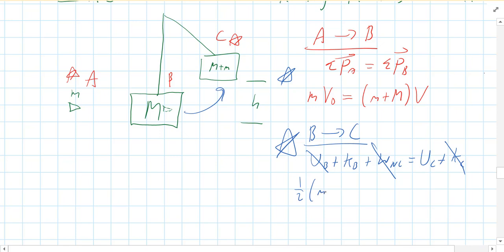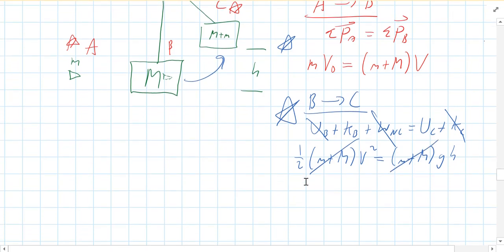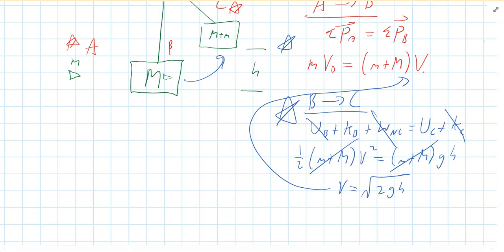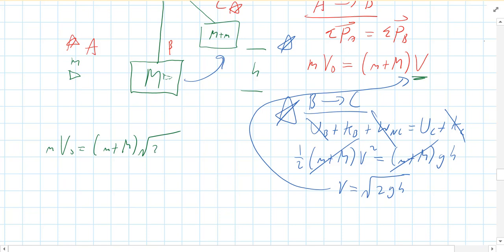So we have 1/2 the combination of the masses times v squared equals the combination of the masses times gh. Well, first off, the masses drop out, so we cancel that. And we get the velocity is root 2gh, which probably looks familiar to you folks. So that's the velocity that goes right here. That's the velocity the two things had right after the collision. So then I'm going to put that in right here. So now I have little m v naught equals little m plus big M, times root 2gh.